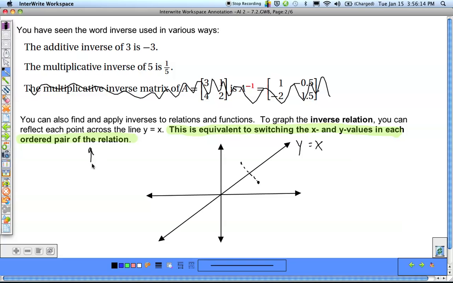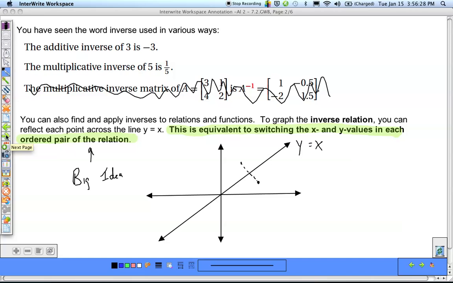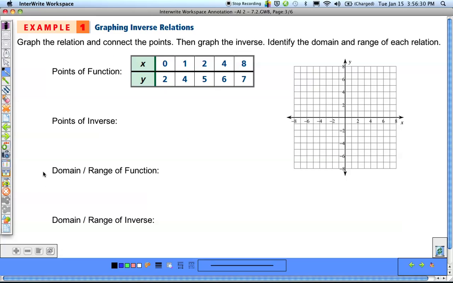This right here is the big idea of the section: when we talk about being able to find inverses of an equation, of a graph, of a table, all we really have to do is just switch the x's and the y's. So let's take a look at doing some graphing of these. Graph the relation connecting the points, graph the inverse, identify the domain and range.